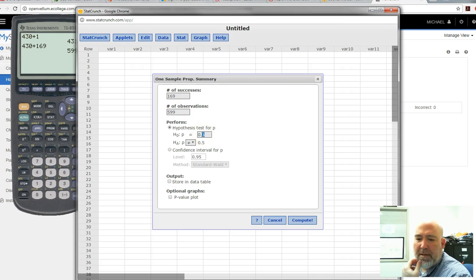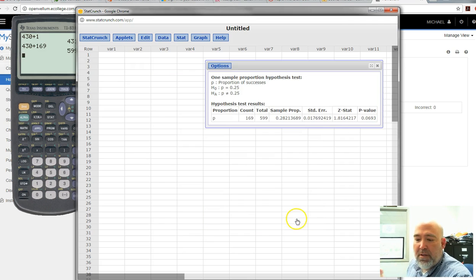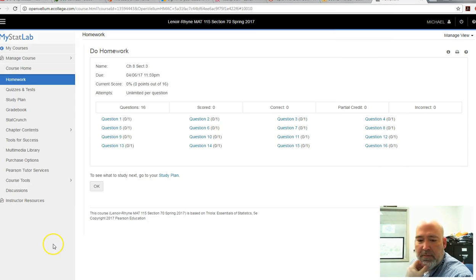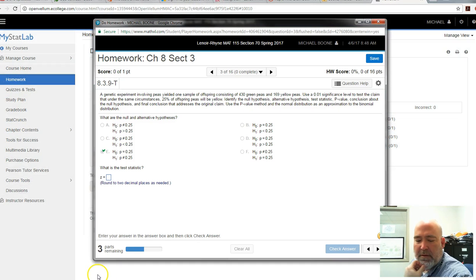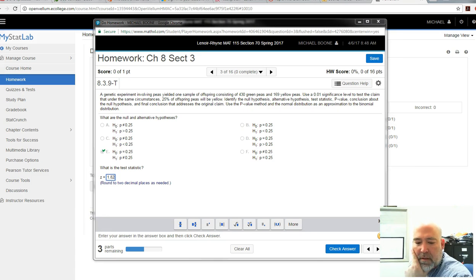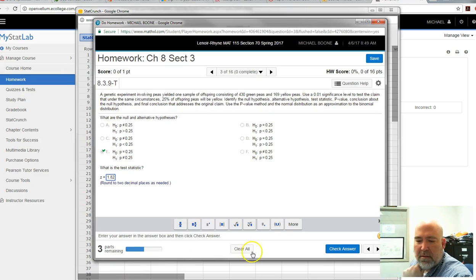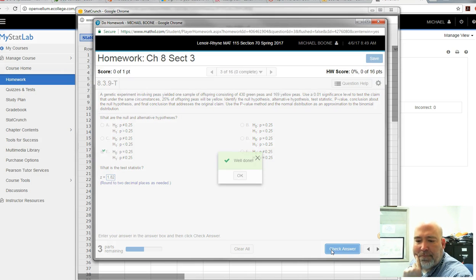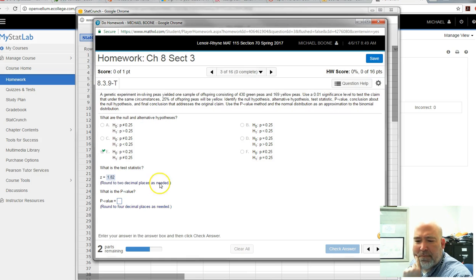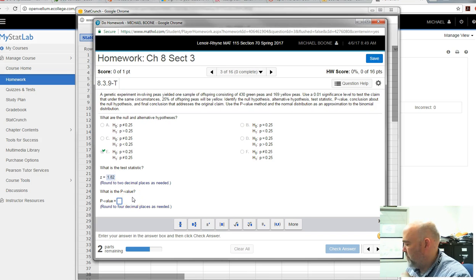So it's believed that it was 25%, and we're testing that it's not equal to 25%. And that's all we do. We get a test statistic of 1.82 and this p-value. So let's see if I can find the question. I think that was 1.82. 1.82 and 0.0693 we'll need in a second. And 0.0693, four decimal places on there.